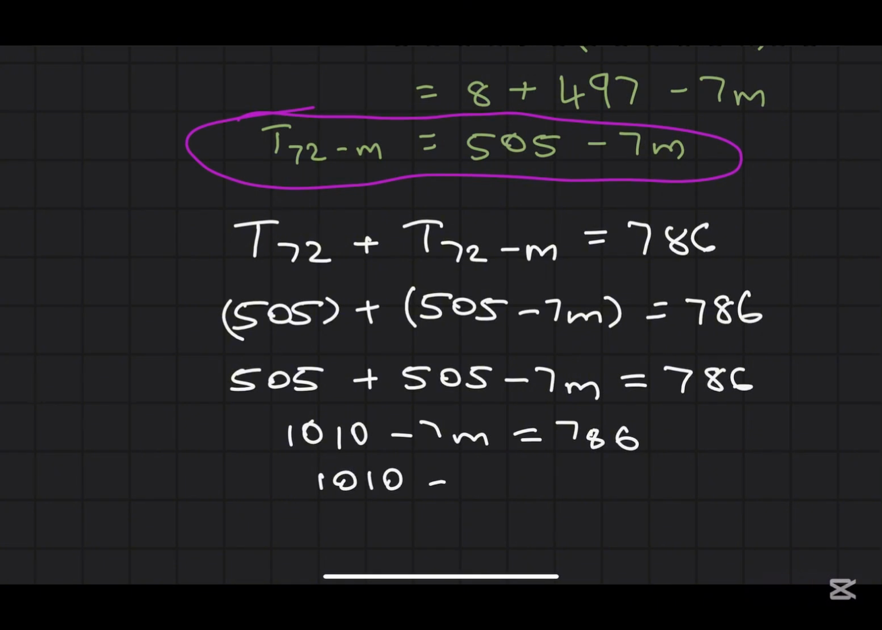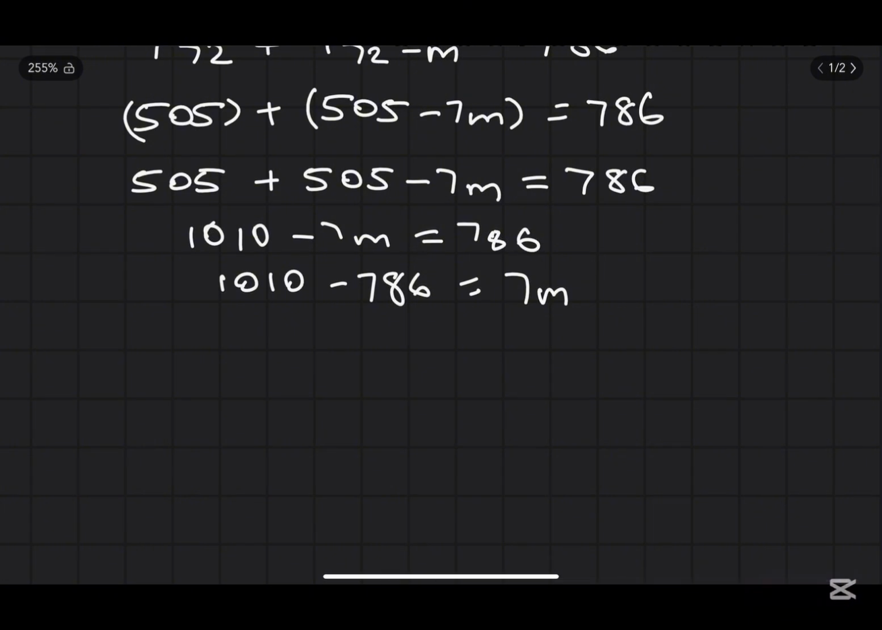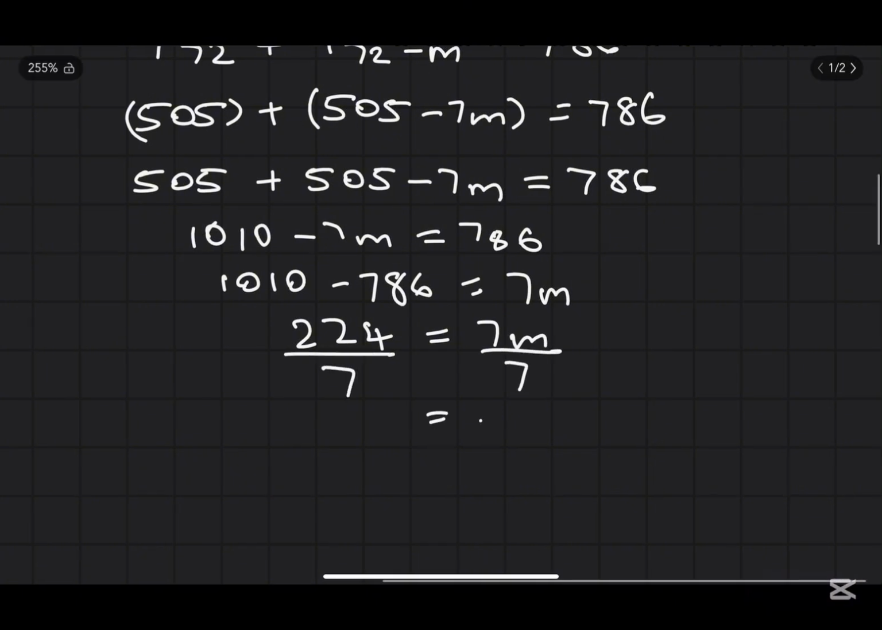1010 minus 786, plus, on the other side, when you transpose, we have positive 7M. 1010 minus 786 gives us 224, equals 7M. Divide by 7 on both sides. Therefore, we have 224 divided by 7, and that gives us a value of 32. And that is the final answer.